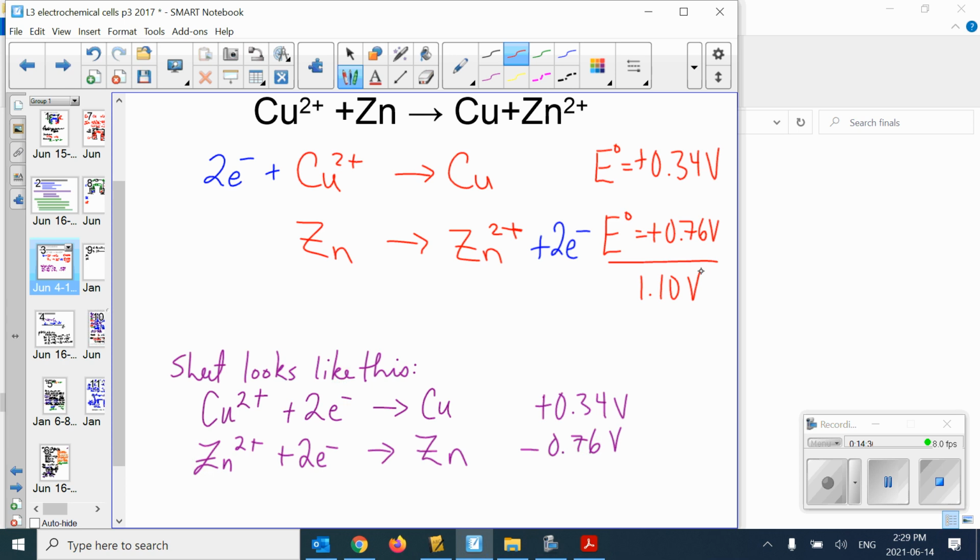They're not as toxic. You really shouldn't throw batteries away. You should take them back to a store where they can recycle them. Anyway, so that's the math behind this.